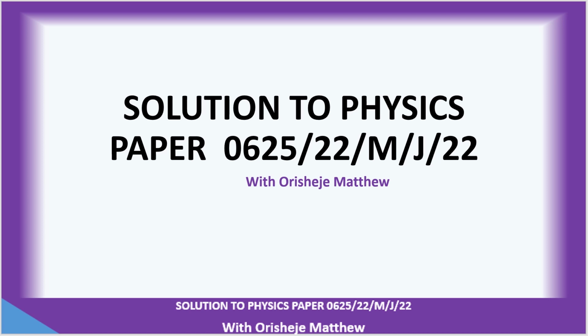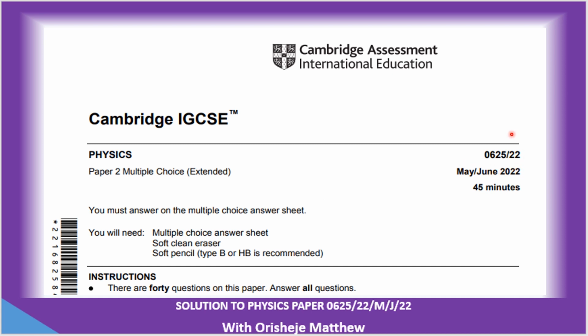Today we are going to review IGCSE Paper 2, Variant 2, May-June 2022. IGCSE Physics Paper 2, Variant 2, May-June 2022. So, this paper had the duration of 45 minutes. You need your pencil, your pen, your calculator to do this paper.